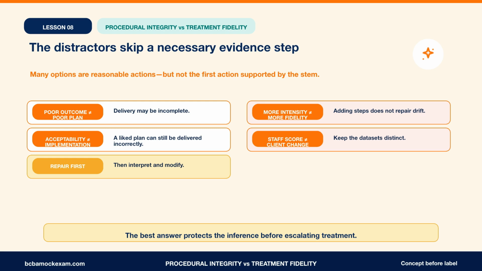Poor outcome is not equal to poor plan delivery; delivery may be incomplete. More intensity is not equal to more fidelity. Adding steps does not repair drift. Acceptability is not equal to implementation. A liked plan can still be delivered incorrectly. Staff score is not equal to client change. Keep the data sets distinct. Repair first, then interpret and modify.